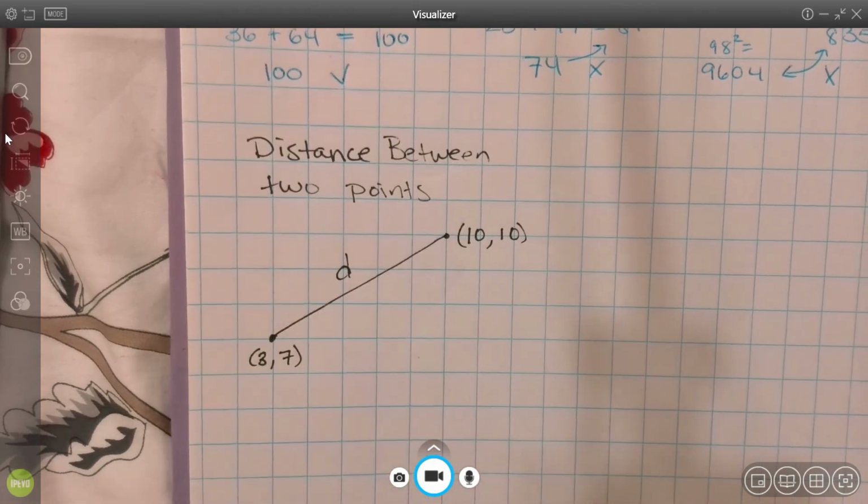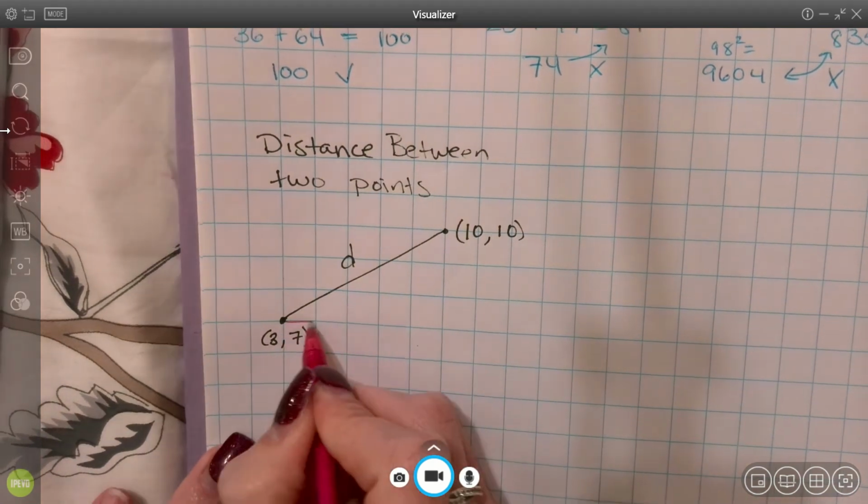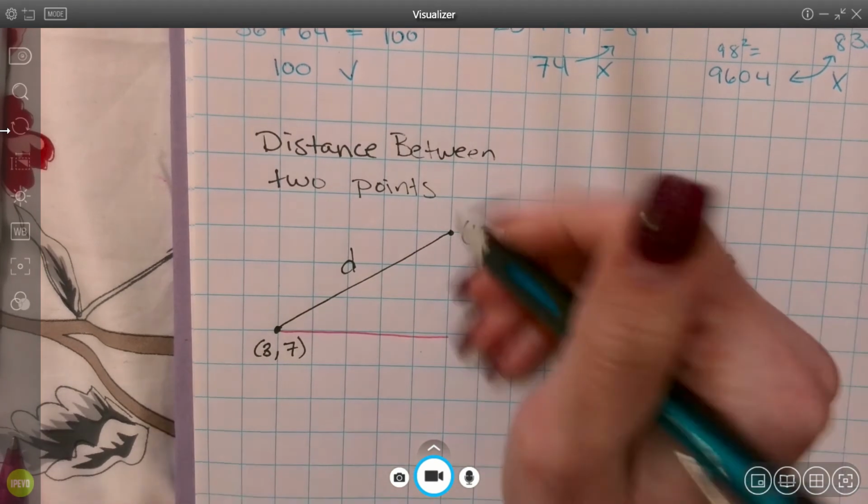And remember, Pythagoras can only be used if you have a right-angled triangle. So we need to be able to create that perpendicular somehow with these 2 points. And we do that by drawing the horizontal and the vertical.